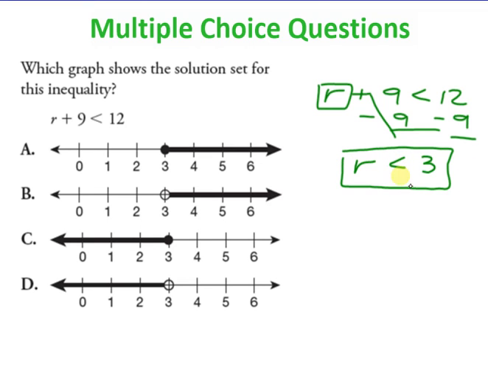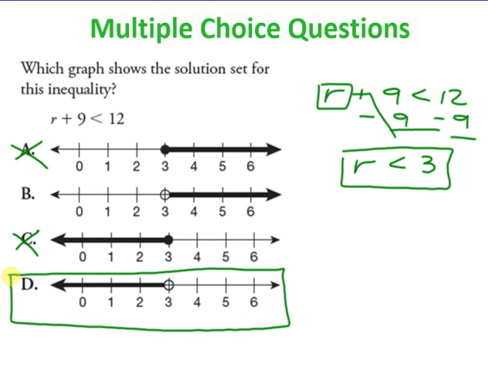Now this right here tells me I have an open circle. So A has a closed circle and C also has a closed circle. So you're left with B and D. Now the arrow's pointing to the left, so I know that answer choice D is going to be the correct one.